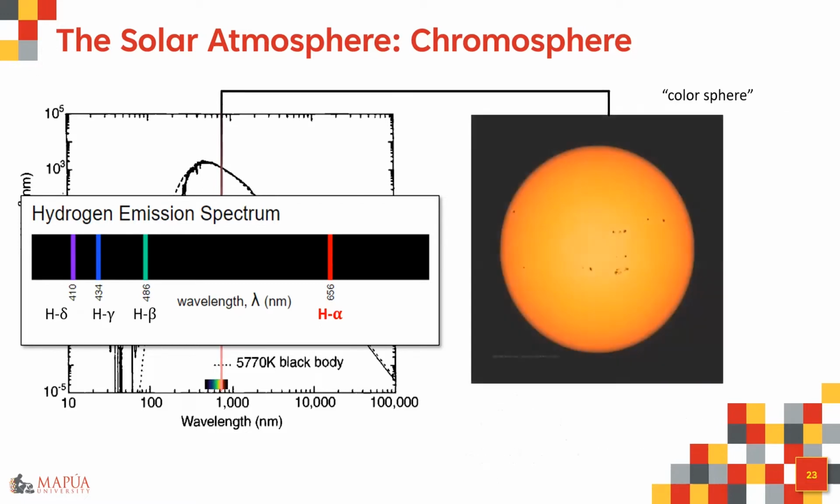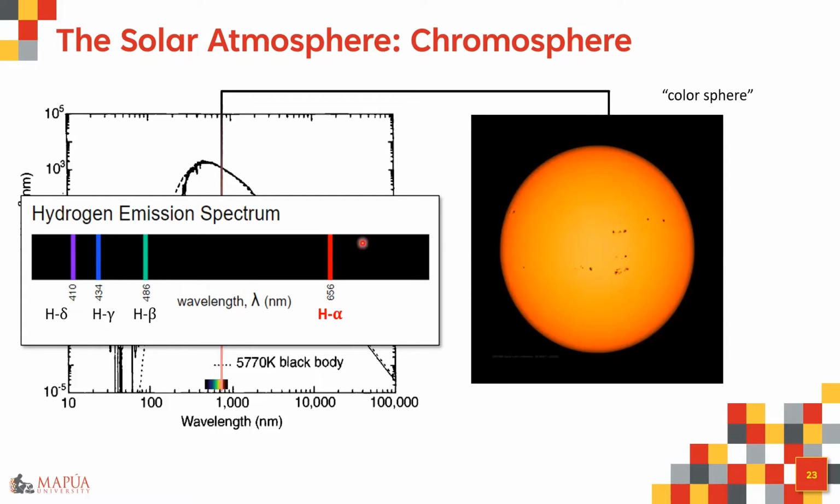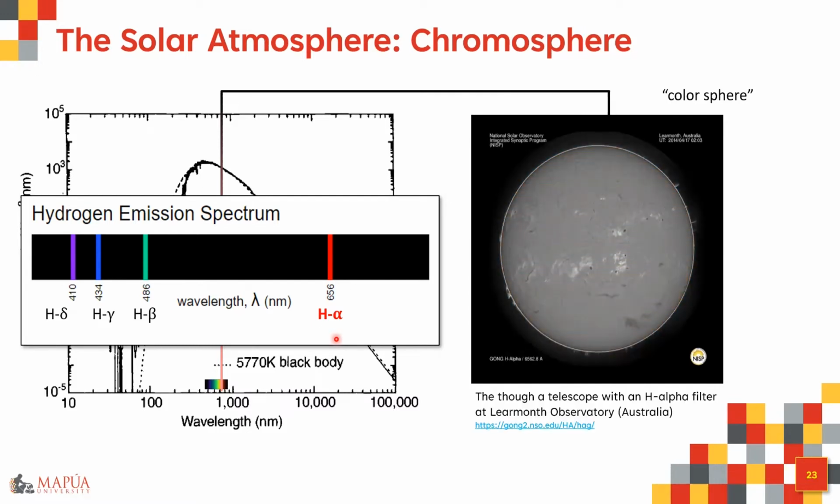So comparing it, if we're going to look at the continuum spectrum, and let's say you have a telescope that is directed towards the sun, and then you put an H alpha filter, which is commonly available nowadays, an attachment to your telescopes. Okay, that means your telescope will only observe this wavelength, 656 nanometer. If we're going to look at the sun, it would look like this. This is the image of the sun through an H alpha filter in a telescope at the Learmonth Observatory in Australia.